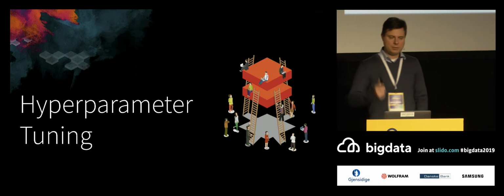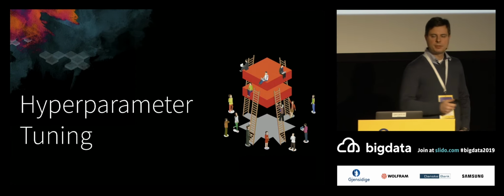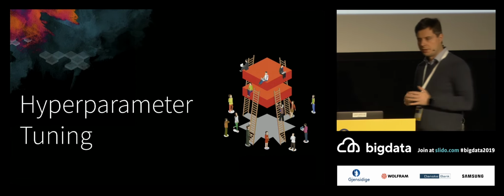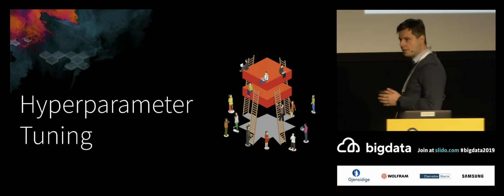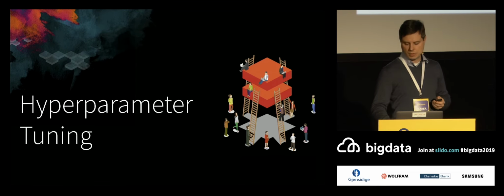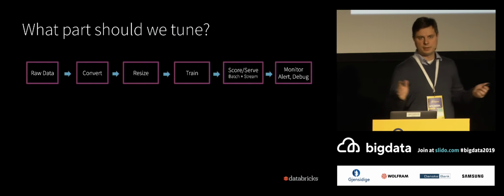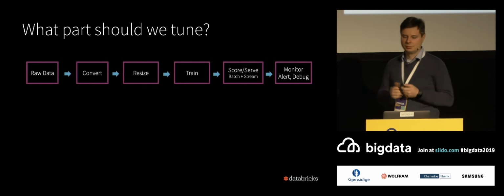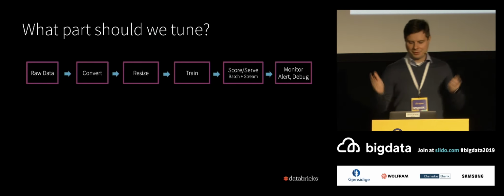Now we know how we can prepare our images. We can do the distributed training. We can do it fast. The question is how we can improve our model. So how can we come up with a better, let's say, improve our accuracy or improve our metrics.